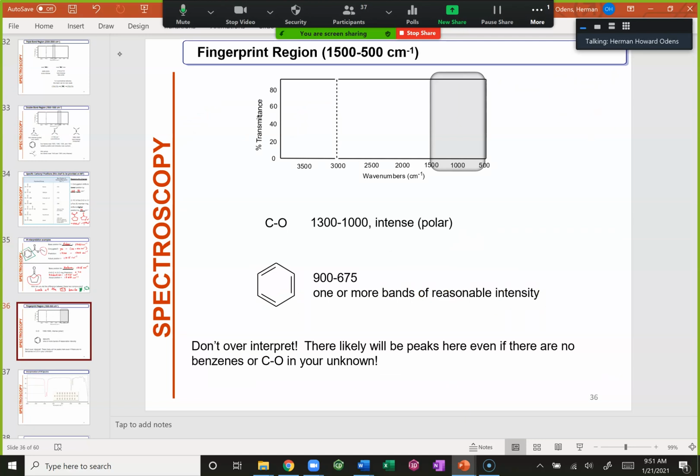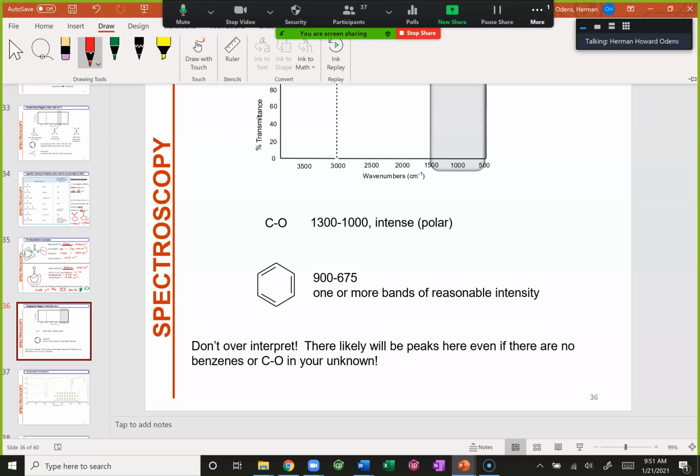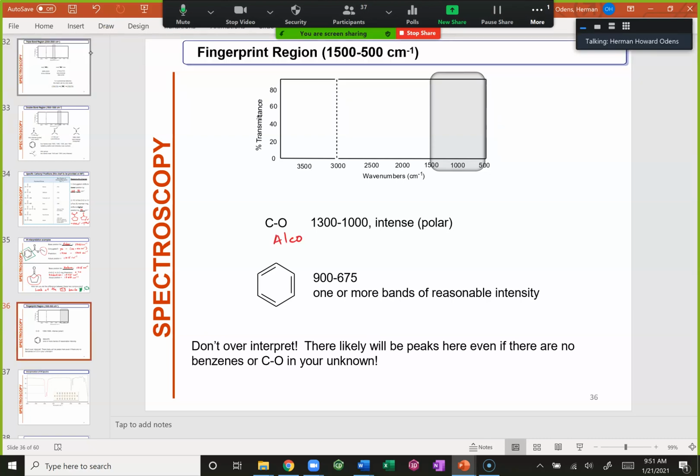So now, let's talk about the fingerprint region. Here you have the CO stretches. Let me write that down. So this will be good for alcohols. Alcohol has a CO bond. Alcohols, carboxylic acids, and esters. They will have that.